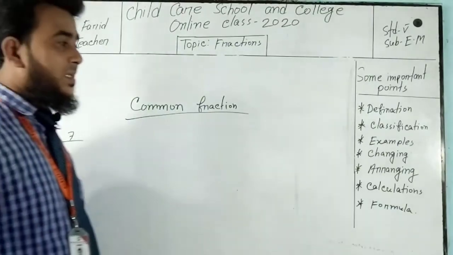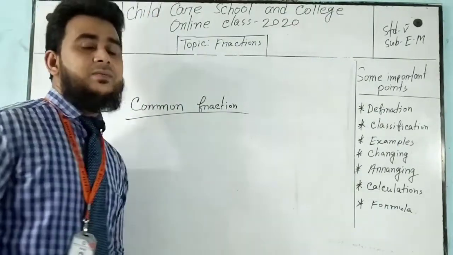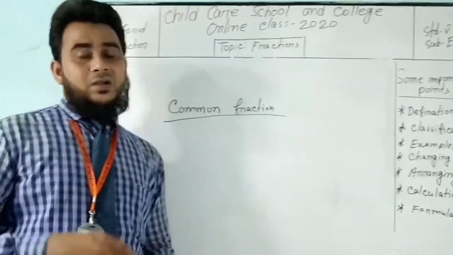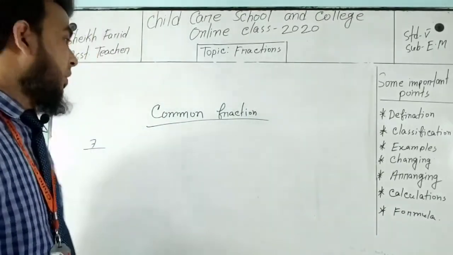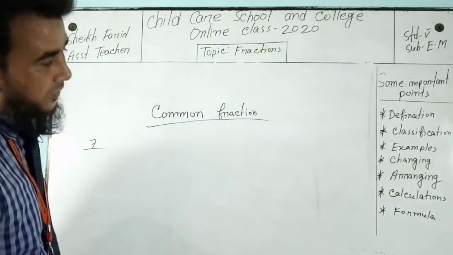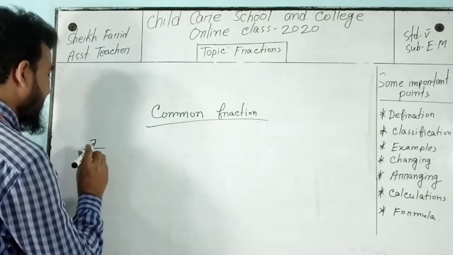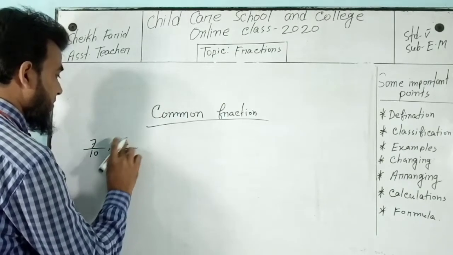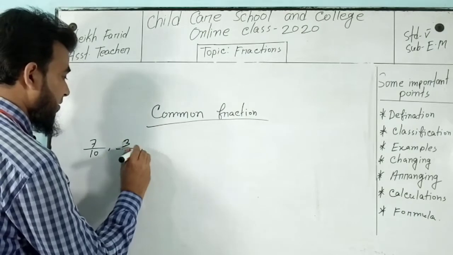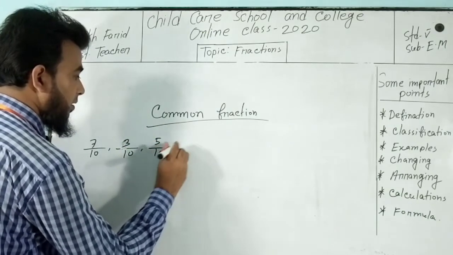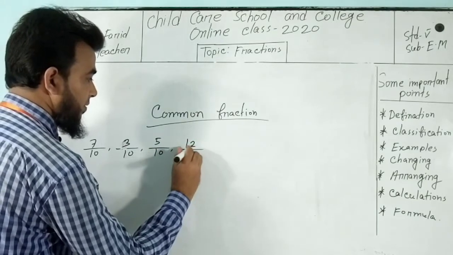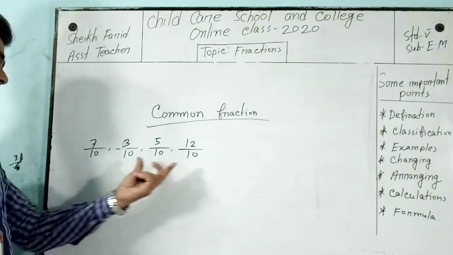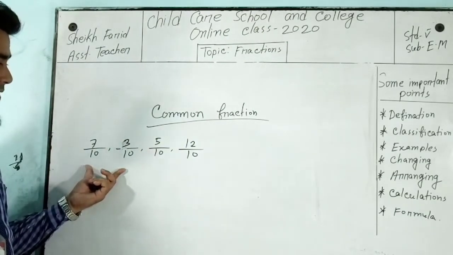Okay, dear learners, there is another topic, which is arranging. There are some questions you will get in your examination to arrange some fractions from smaller to greater or greater to smaller. Now look, we will practice this type of sum. Suppose you write here 7 by 10, 3 by 10, 5 by 10, and 12 by 10.